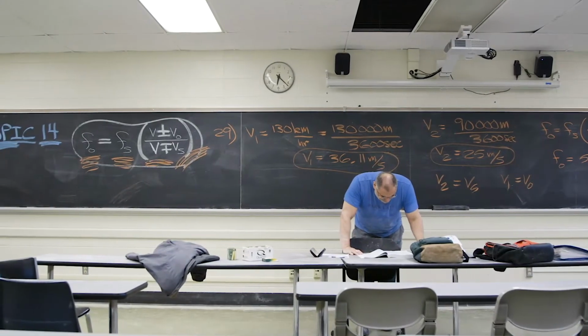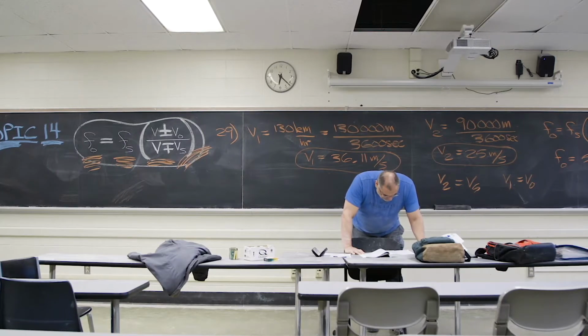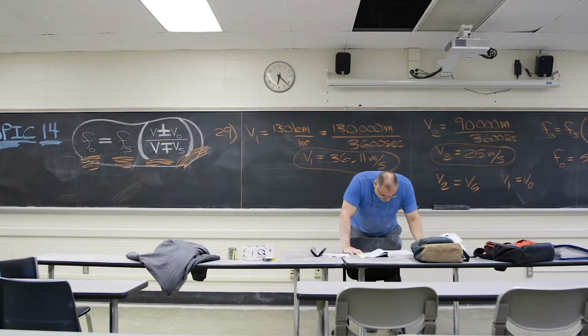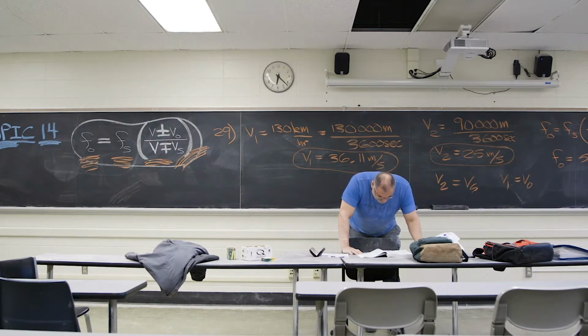30 is saying, at rest, a car's horn sounds the note A, which is 440 hertz. The horn is sounded while the car is moving down the street. At rest, it sounds the A note, right? Which is 440 hertz. A bicyclist is moving in the same direction as the car.